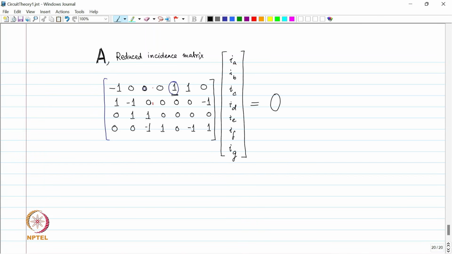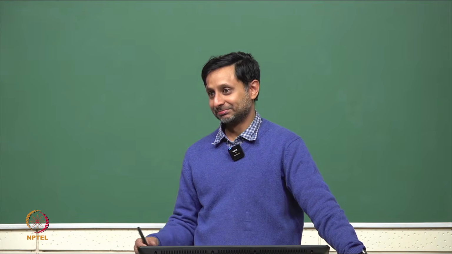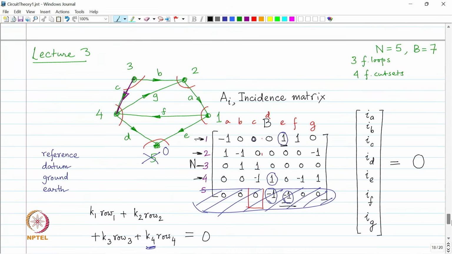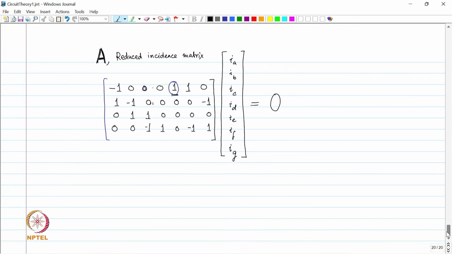You can choose any one node as ground or the reference, any one node you can remove. I have simply removed the fifth one because that was at the bottom. You see, deliberately, when I drew the circuit, I made 5 at the bottom. You can choose any one of them to be ground, it does not matter. So far so good, any questions?